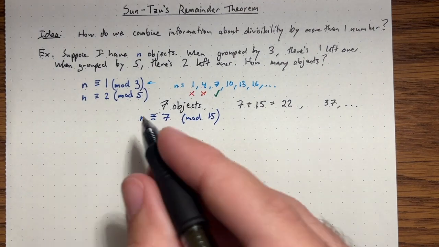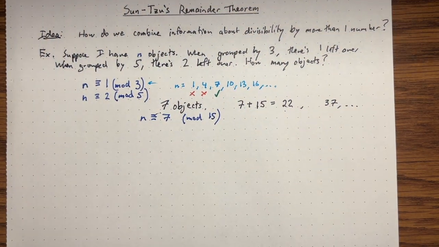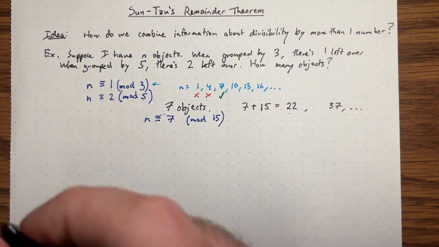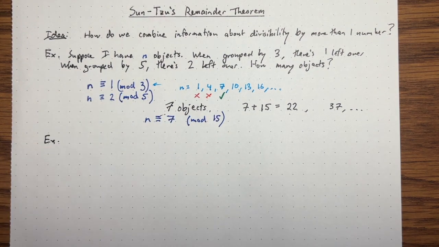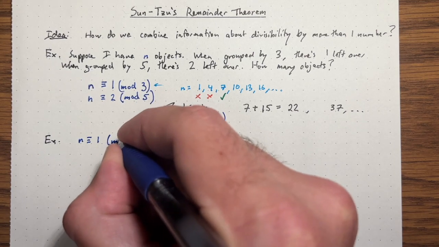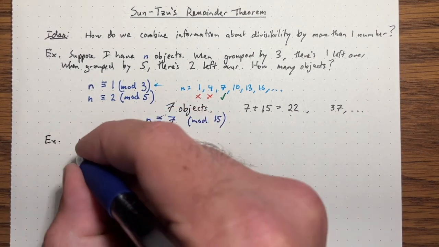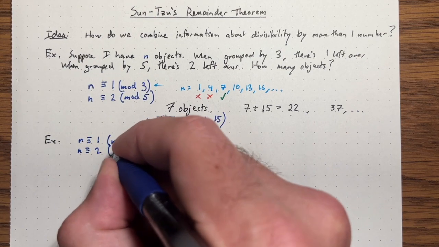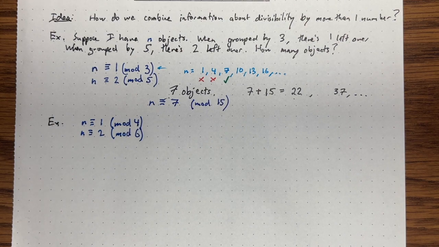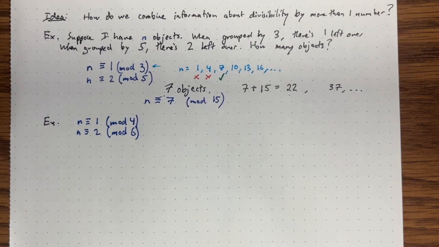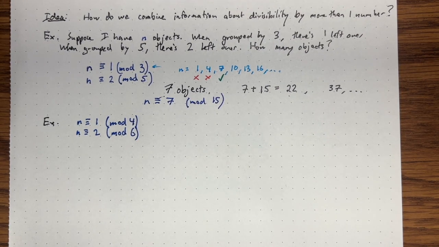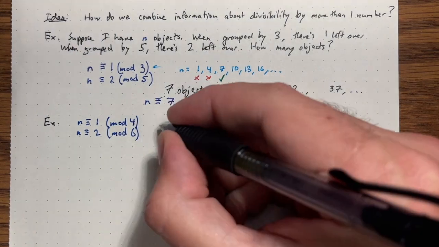Okay, so what else can happen here? So suppose we have a slightly different system of congruences. So another example. Say we have the same kind of problem, but let's say n is congruent to 1, let's change the modulus a little bit, mod 4. And n is congruent to 2 mod 6. So now what is the solution? Well, it turns out this one does not have a solution. So this is not possible.